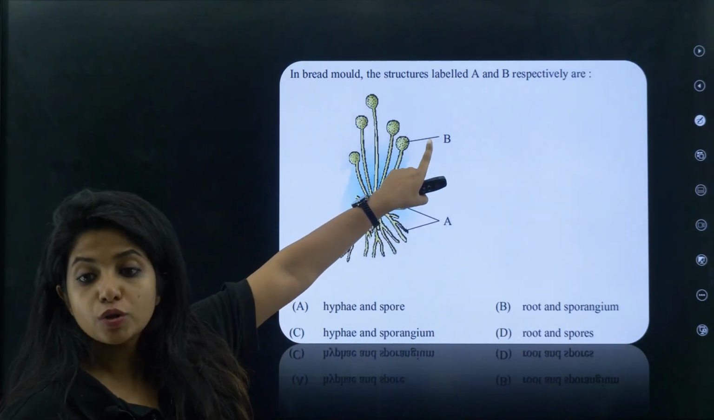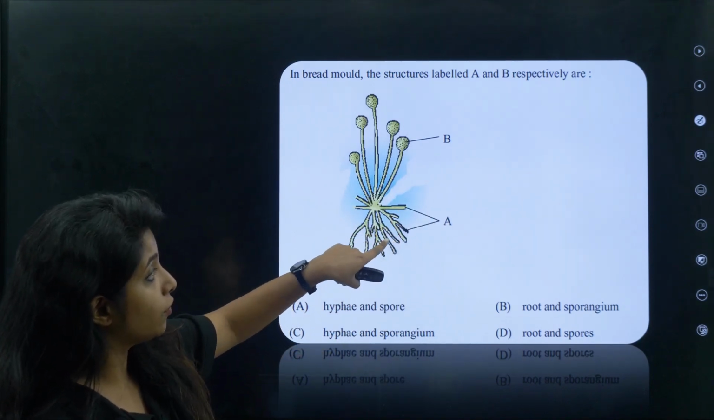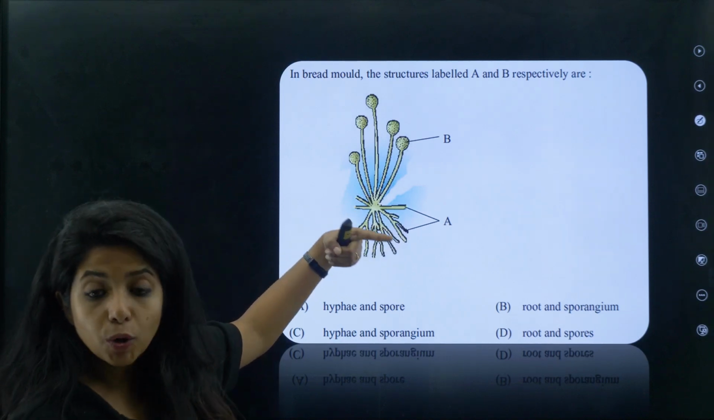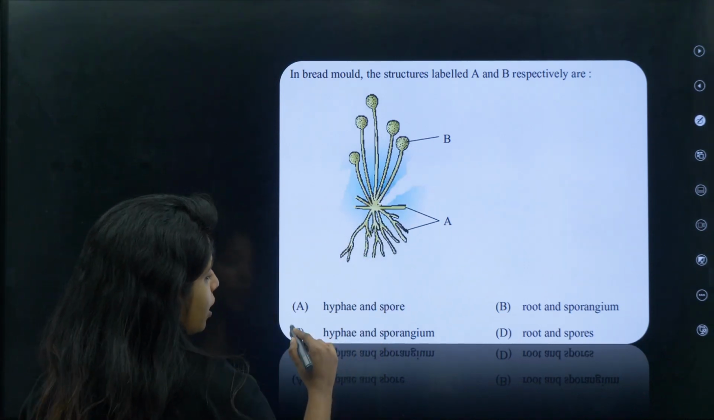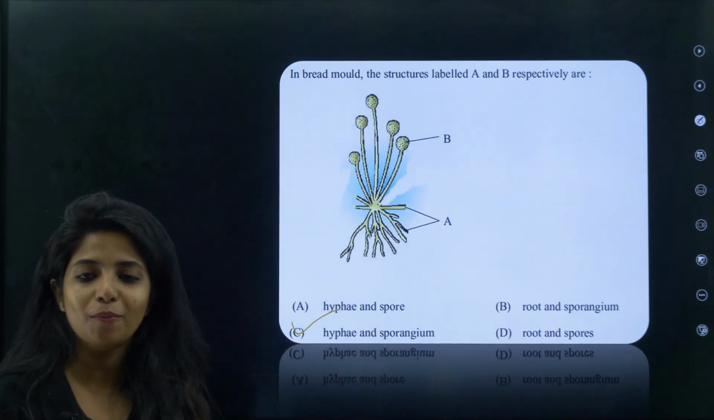B is what, children? Sporangium. A is what it is made up of. Basically, if you thought of rhizoid, rhizoid is also made up of hyphae. So A is hyphae, B is sporangium. This is your option, that is C. If you got it correct, give a big tap to your back.